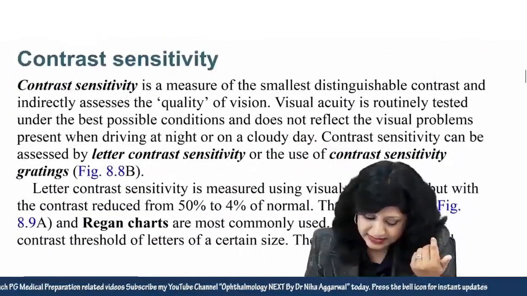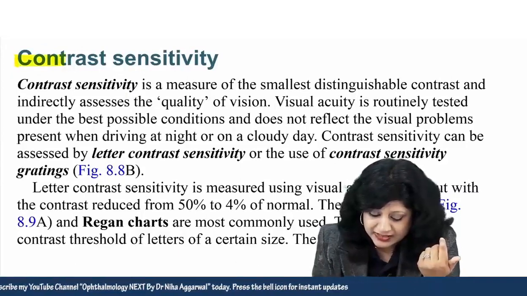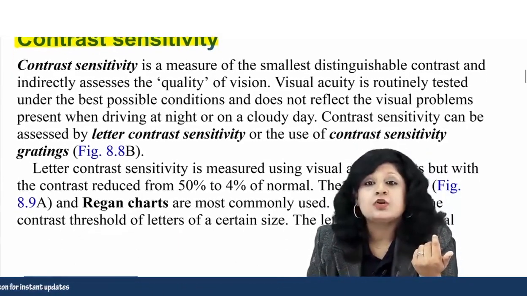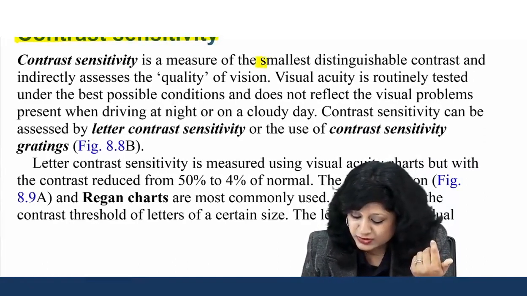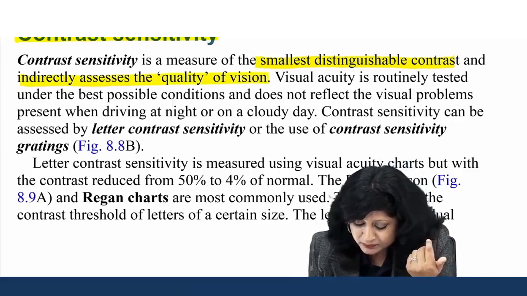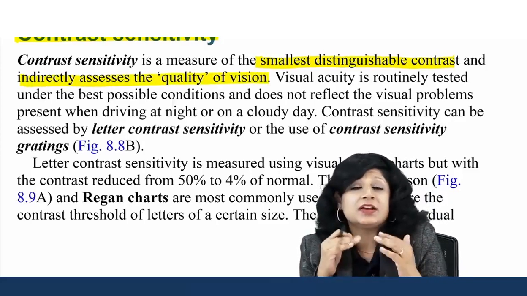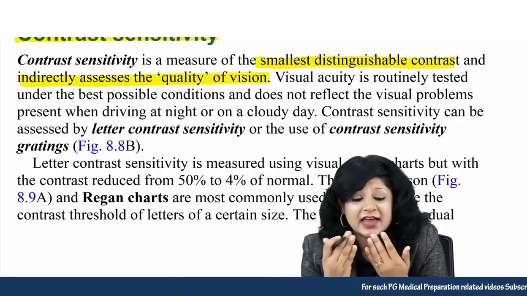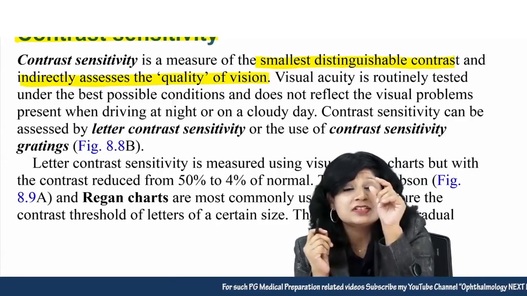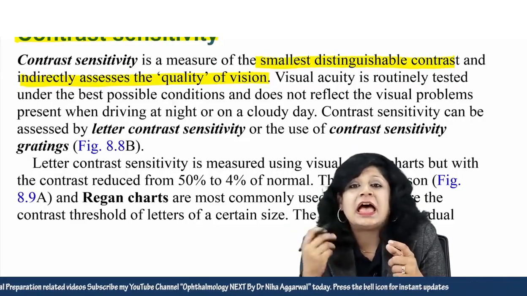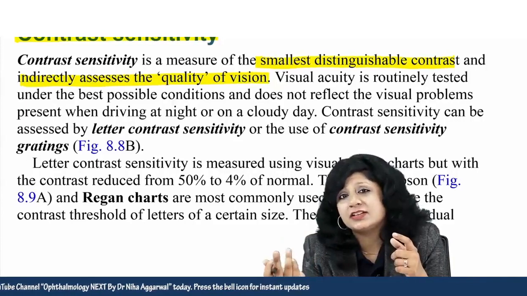Then the next is your contrast sensitivity. Now contrast sensitivity is a measure of the smallest distinguishable contrast, and indirectly it assesses the quality of the vision. So one is your quantity and another is the quality. This contrast sensitivity helps us see the smallest contrast at which you are able to appreciate that object, and it is therefore indirectly testing the quality of the vision.